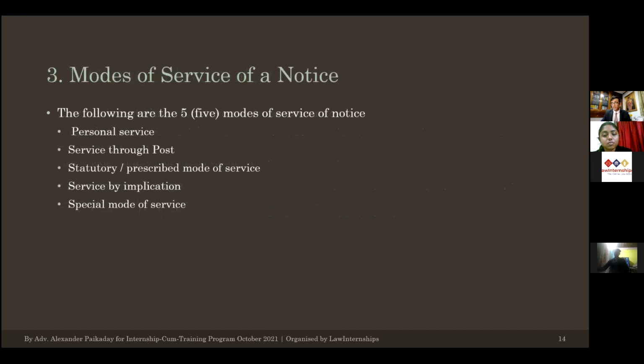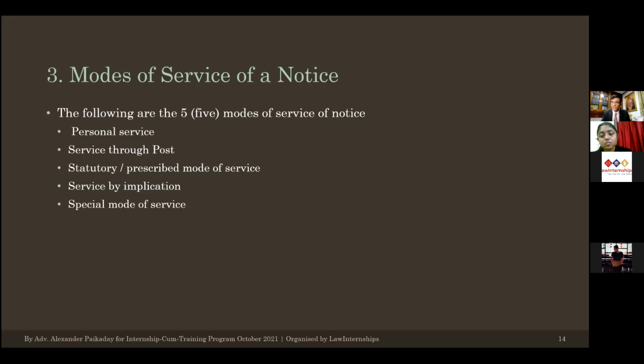Now, modes of service of a notice. There are five modes of service of a notice. First is personal service, then service through post, statutorily prescribed mode of service, service by implication, and special mode of service. In personal service, the notice is served to the addressee personally. Service of notice by registered post acknowledgement due, that is RPAD, is one of the convenient and safer modes of service, as one can prove the fact of service of notice. Also, the law will presume that a notice sent by registered post was duly served, as per section 114 of the Evidence Act and section 27 of the General Clauses Act.